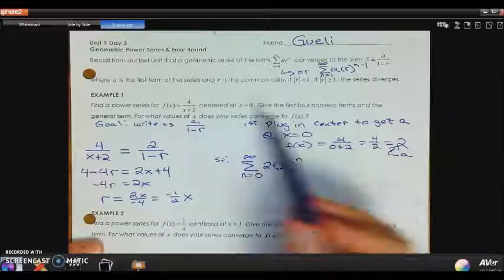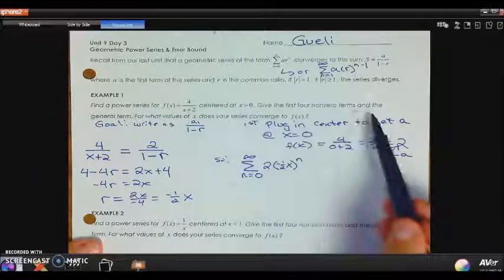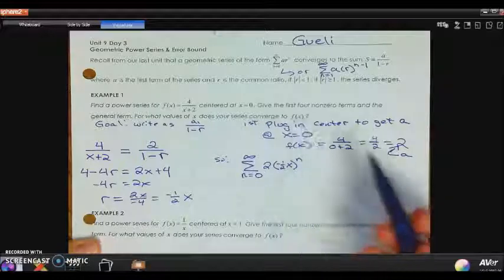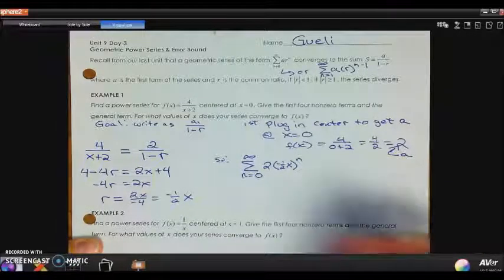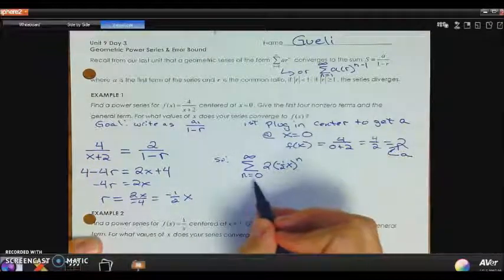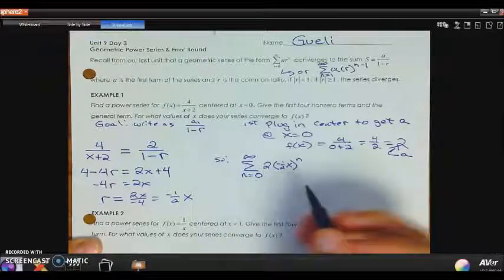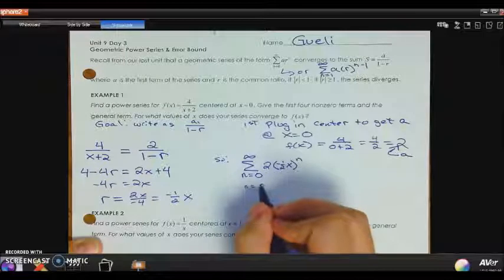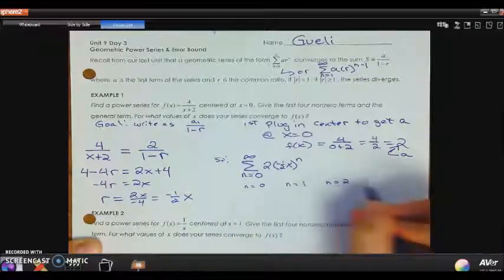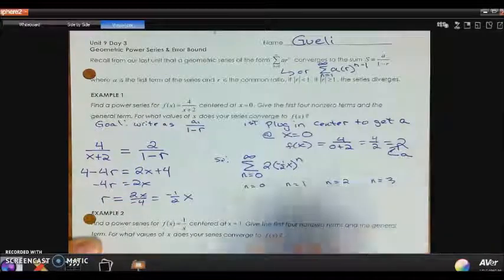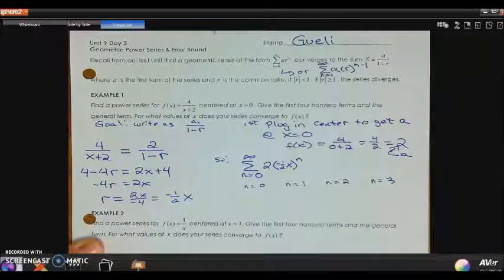Did I answer the question though? Give the first 4 non-zero terms. Still need to do that, okay? So now to figure out those first 4 non-zero terms, you're literally just extrapolating this summation out. So you start with plugging in n equals 0, then you plug in n equals 1, plug in n equals 2, and then if you plug in n equals 3, that'll give me 4 terms.